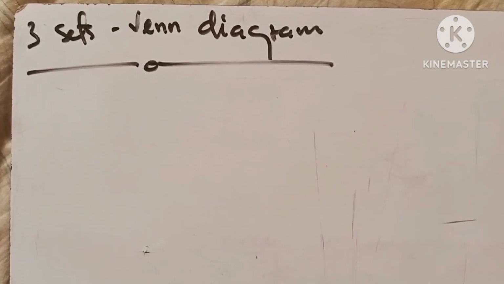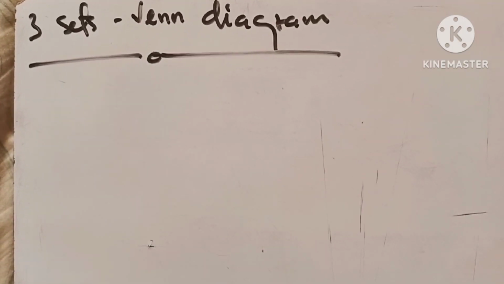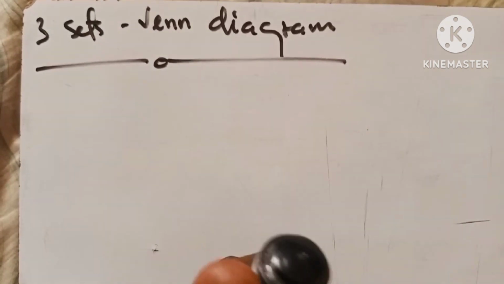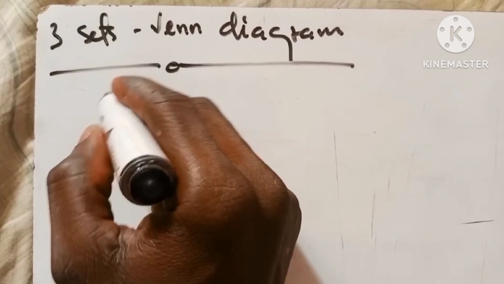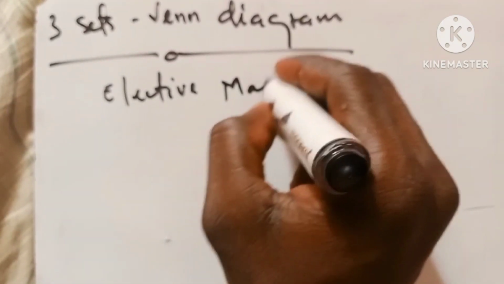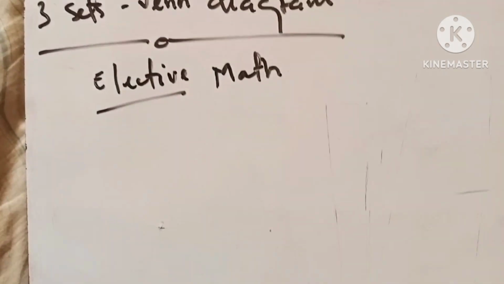This video is about three set problems. So that is what we call a Venn diagram, right? This is going to be based on something like elective math, maybe further mathematics, right? So that's the meaning of this elective math.